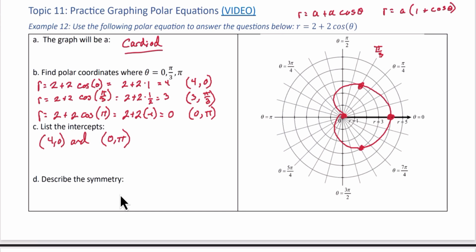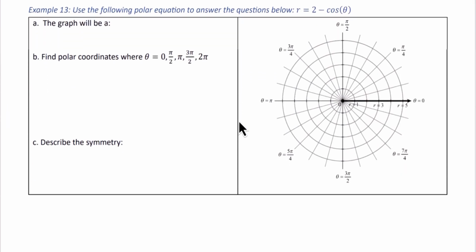The symmetry, again, it's symmetric with respect to the polar axis, essentially the x-axis. As I mentioned in previous videos, we could certainly test algebraically to see what the symmetry is, but for what we need in this class, we're just going to visually inspect using the technology and see that we have symmetry about the polar axis.